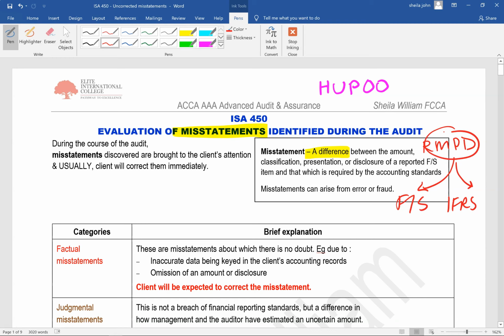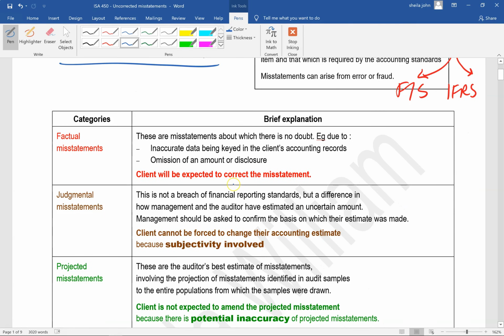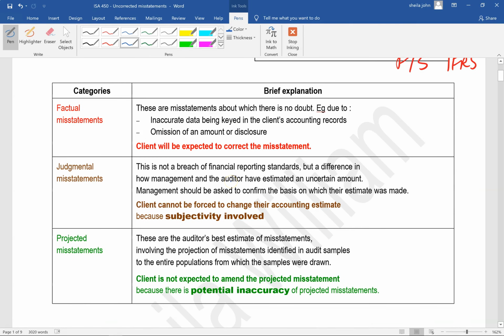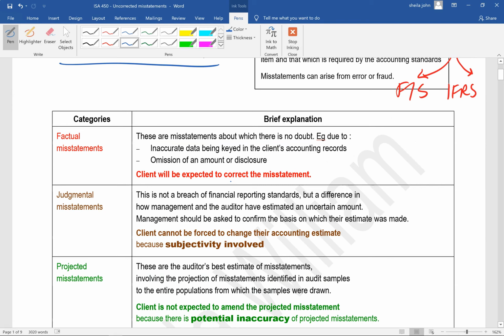Now, normally, when there is a misstatement, we will inform the client, and usually the client will correct them immediately, but sometimes they will not. But anyway, if they don't, then what we will do is we will accumulate them in a document called the Summary of Uncorrected Misstatements. Now, this standard says that there are 3 categories of misstatements, and we need to know the characteristics of each one because of whether we're going to expect client to make the correction or not. The first type of misstatement is called a factual misstatement.